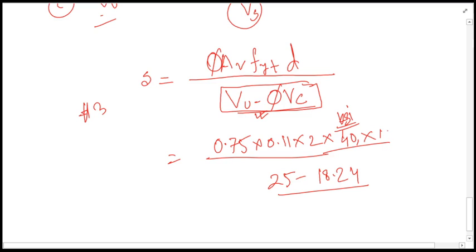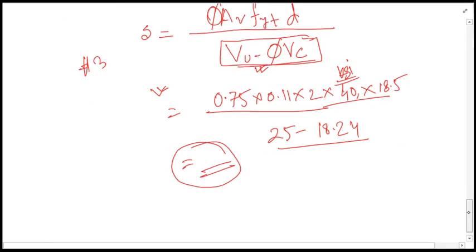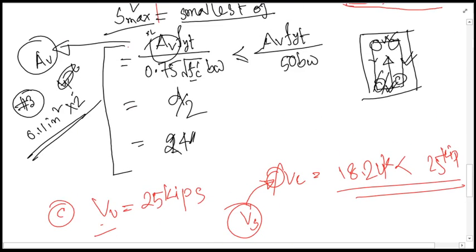So D, that is 18.5, and that's how you'll obtain the spacing value. The spacing value you will be obtaining from here. You will be checking that. Again, you will have to check this value with this 3, the smallest of these 3.